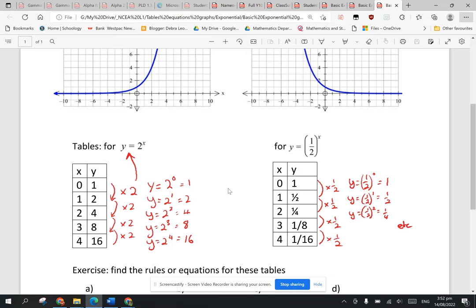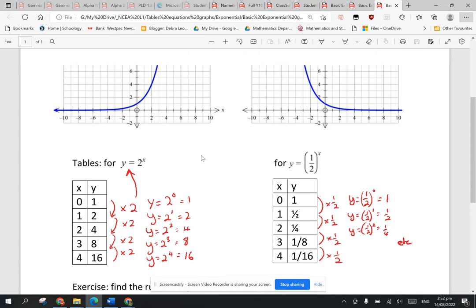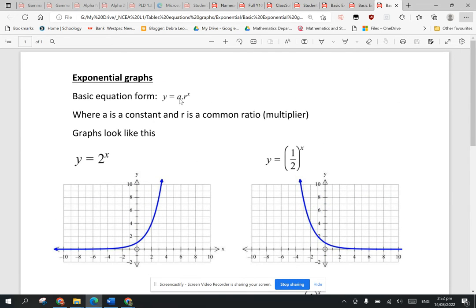Now, there's none here at the moment, so we're just going to have a look at what we have here. Let's go back to the original equation. So you'll have a r to the power of x. The ones below are really 2 to the power of x, where r is 2, and here r is a half.